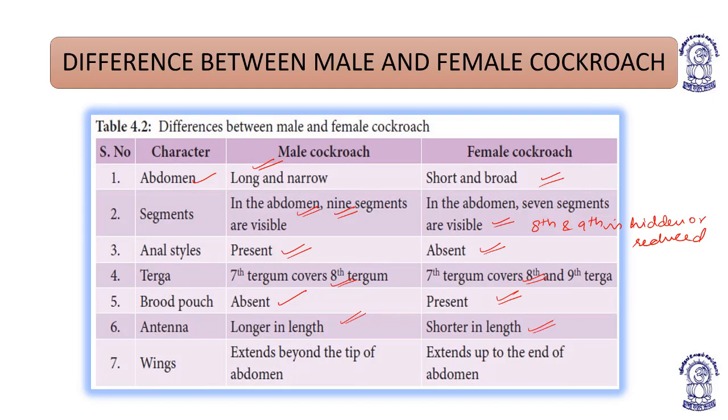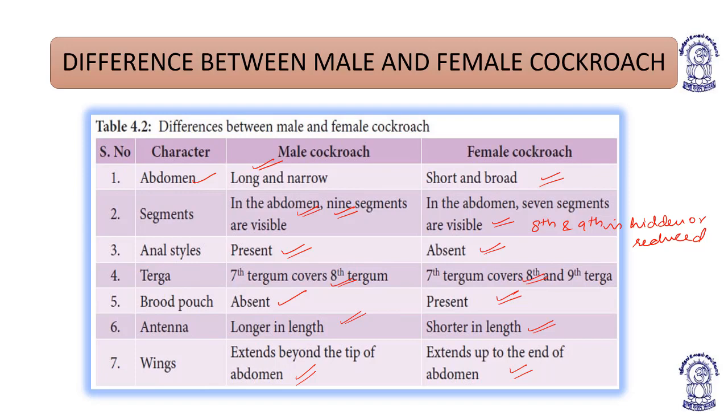Wings, in case of males, they extend beyond the tip of the abdomen, and in females, the wings extend up to the end of the abdomen. Okay. So in case of males, the wings extend beyond the tip of the abdomen, and in case of females, the wings extend up to the end of the abdomen. Antenna is longer in males, shorter in females. Brood pouch is absent in males, present in females.